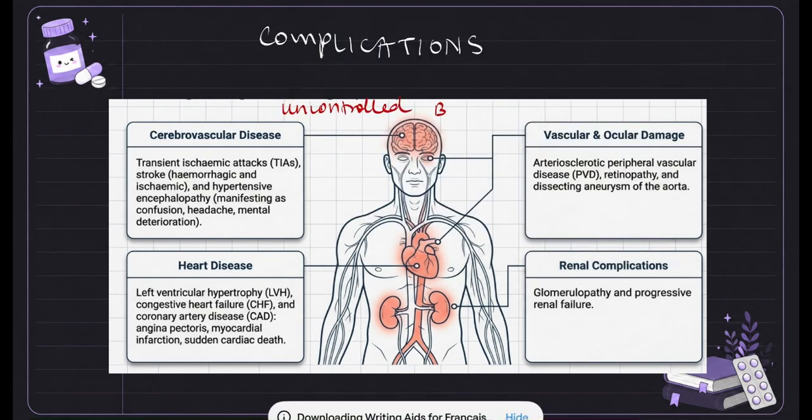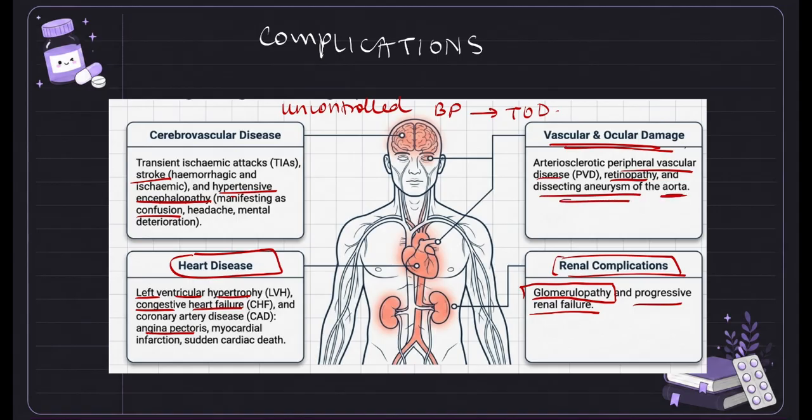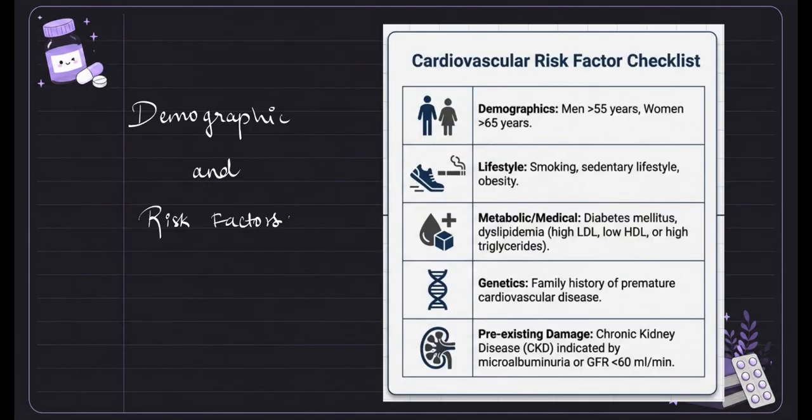In the brain, it leads to strokes and severe confusion, known as hypertensive encephalopathy. In the heart, that persistent high pressure literally forces the heart muscle to become abnormally thick. This is called left ventricular hypertrophy. Over time, it leads to congestive heart failure and angina. In the kidneys, the pressure physically destroys the tiny filtering units, which causes progressive renal failure. And throughout the entire vascular system, it causes peripheral vascular disease, retinal damage in the eyes, and even life-threatening tearing of the aorta. To protect these precious organs, we meticulously evaluate a patient's cardiovascular risk profile.